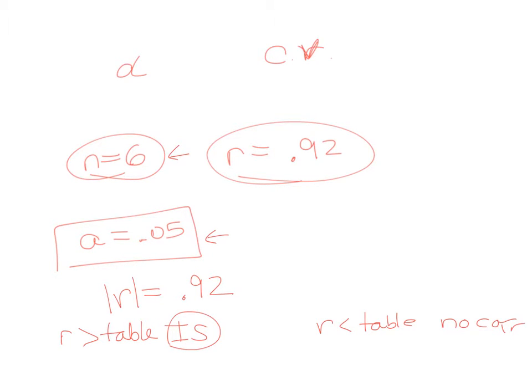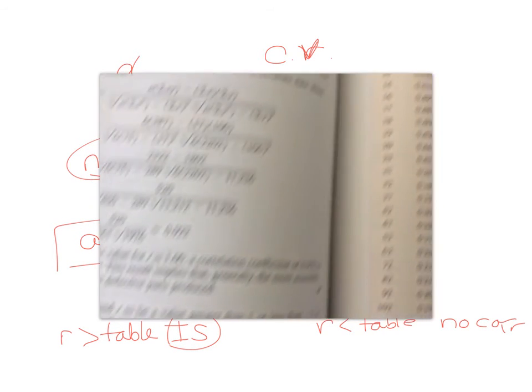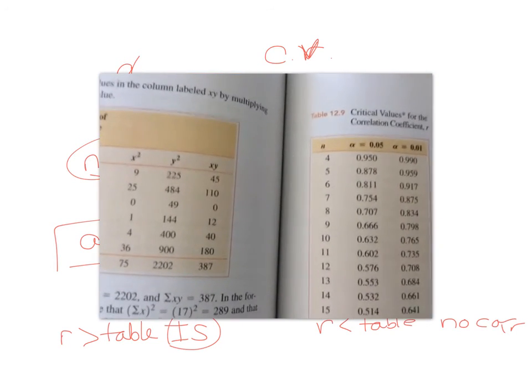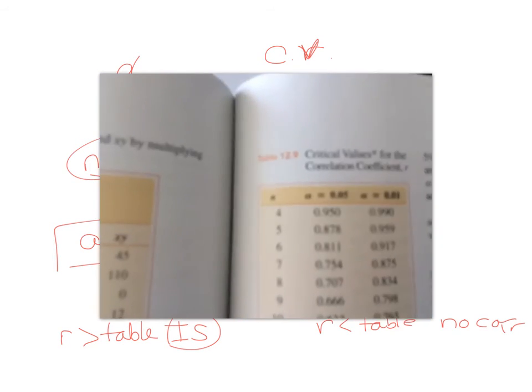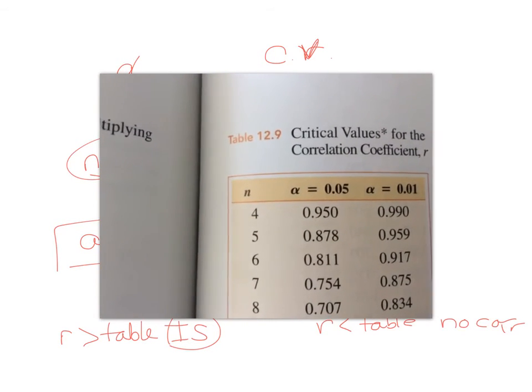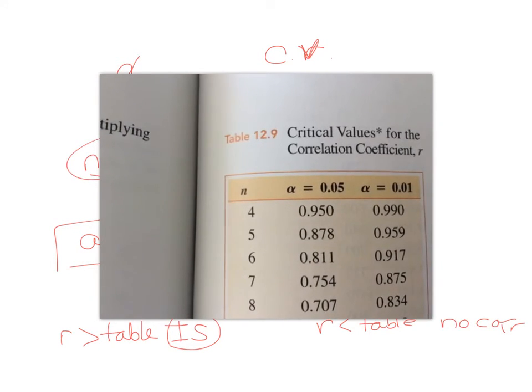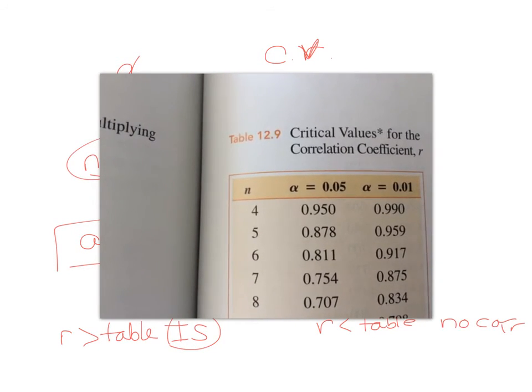So let me just show you that table so that you can see it. It is in your book on page 787. I also put it in the online notes for you in chapter 12 notes. Okay, so you have this table in your book on page 787. And notice the N is on the left and the alpha is on the top. You have two different alpha values. These are called levels of significance. You have alpha equals 0.05 or alpha equals 0.01.